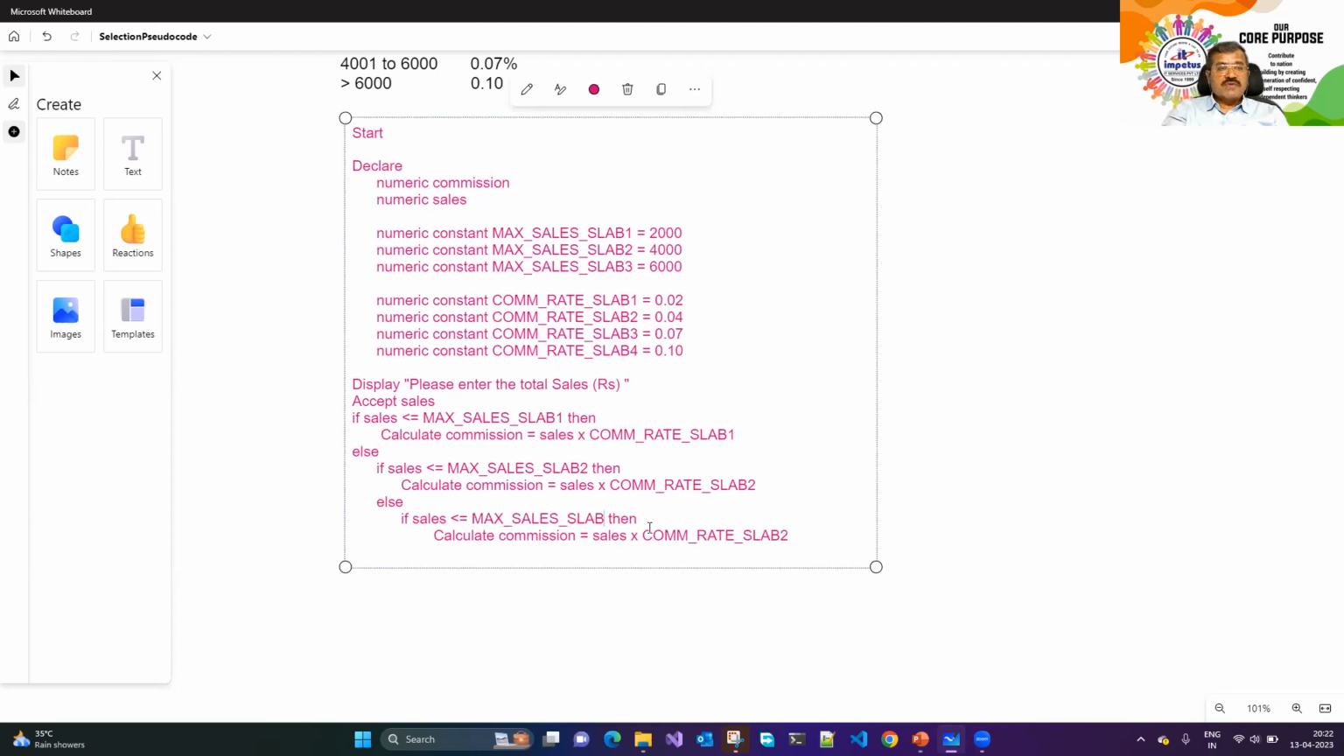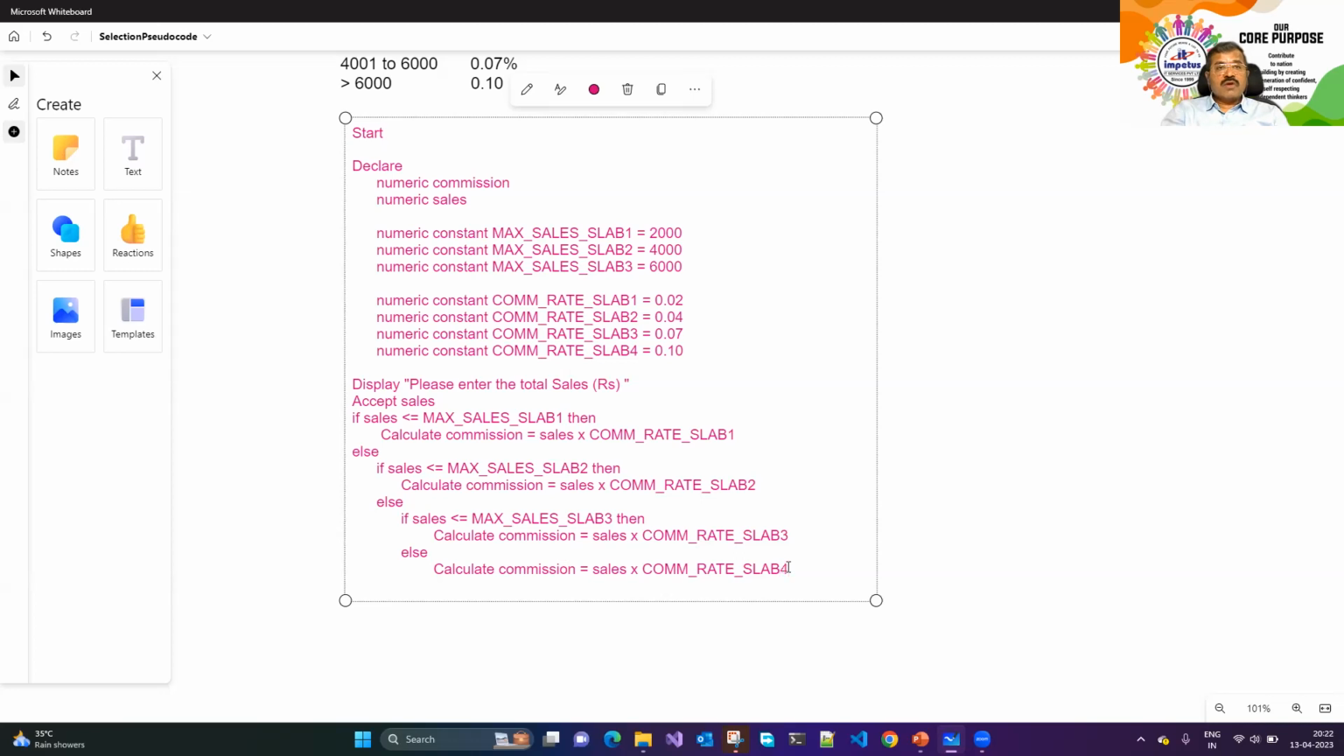So here I go. It's for slab 3. If the sales are less than or equal to the max for slab 3, which was 6,000, that is, less than or equal to 6,000 but greater than 4,000, then the commission rate is for slab 3. And if it is not less than or equal to max sales for slab 3, that means it is slab 4. Then I'll directly write the statement for calculating the commission at the rate for slab 4.